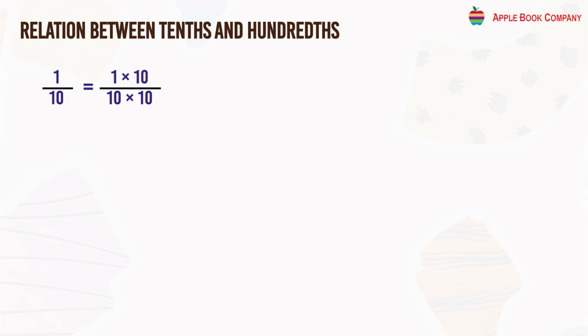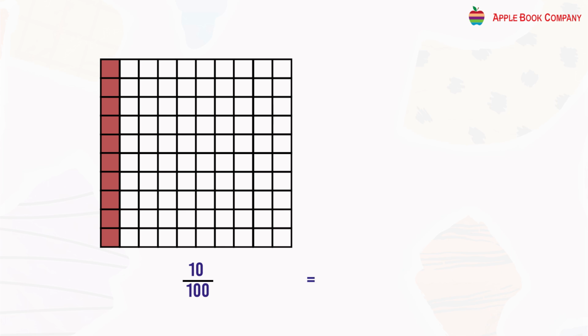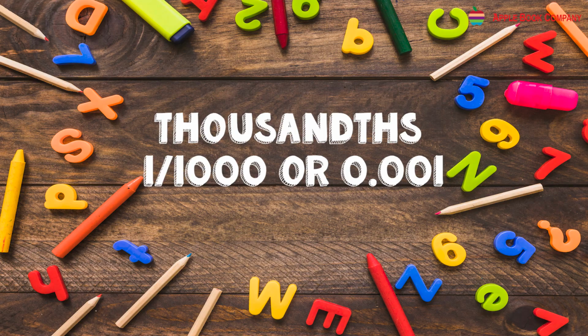Relation between tenths and hundredths. 1 by 10 is equal to 1 into 10 divided by 10 into 10, which is equal to 10 by 100, or 10 by 100 is equal to 1 by 10. 0.10 is equal to 0.1, which are called equivalent decimals. So 10 by 100 is equal to 1 by 10.